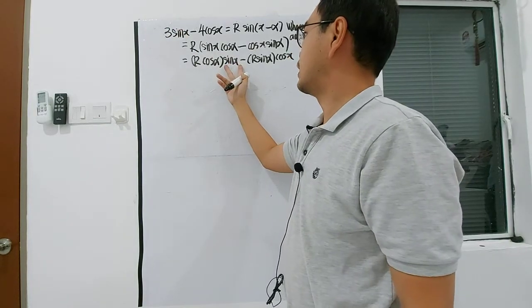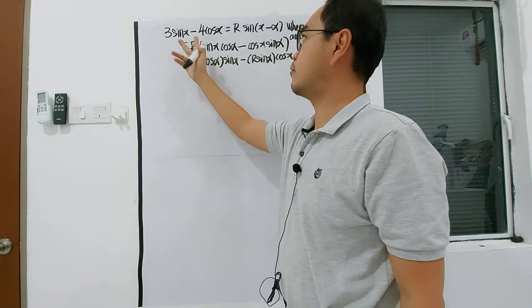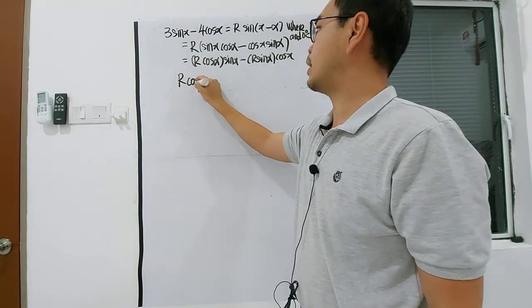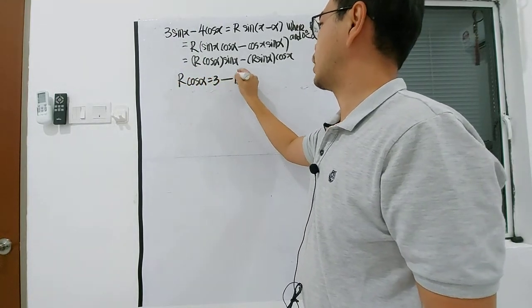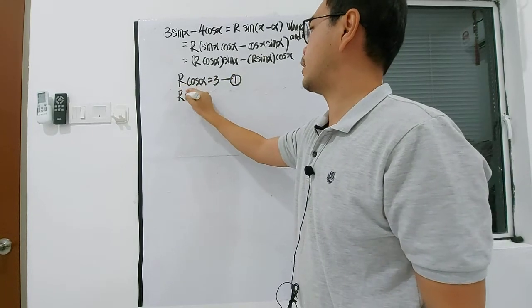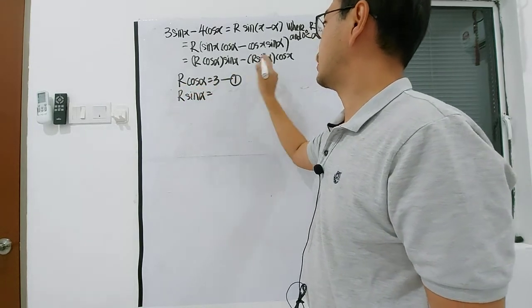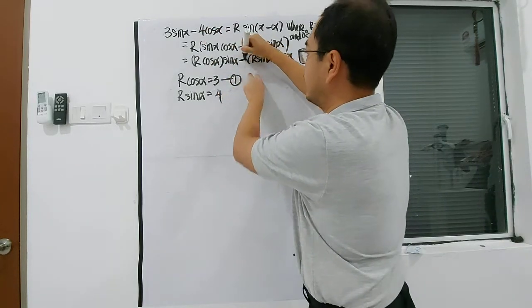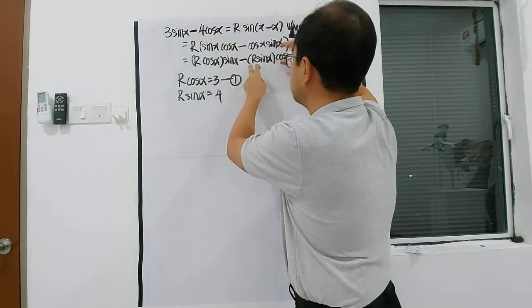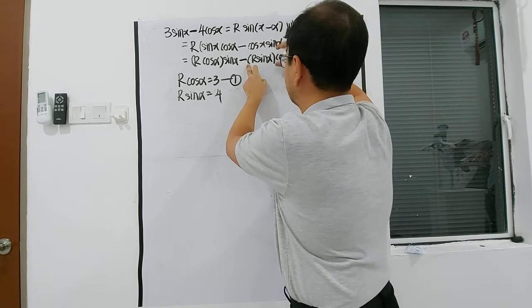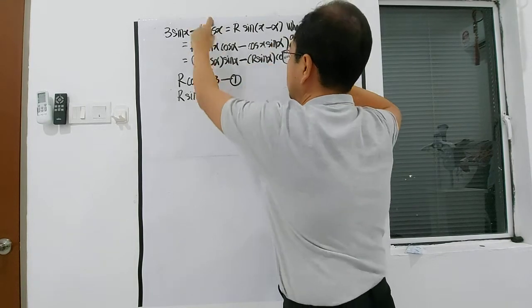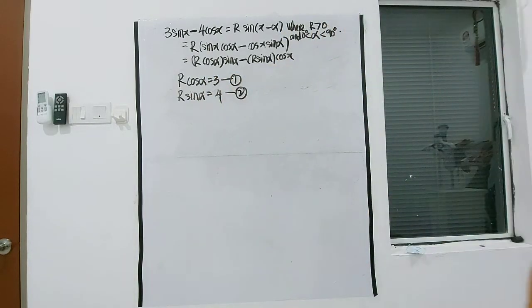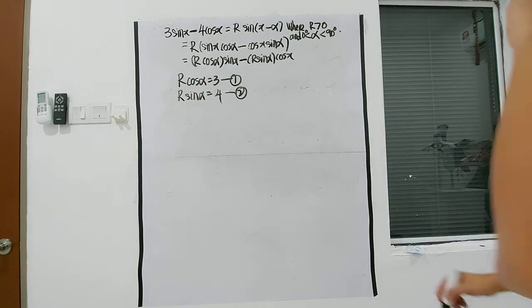In front of sine x is r cos alpha, and in front of sine x here is 3. So I know that r cos alpha equals 3, equation 1, and r sine alpha equals 4, not negative 4, because here already got negative. What we want is the number in front of cos x in this bracket, which is 4. So equation 2. As usual, you find the value of r and alpha.